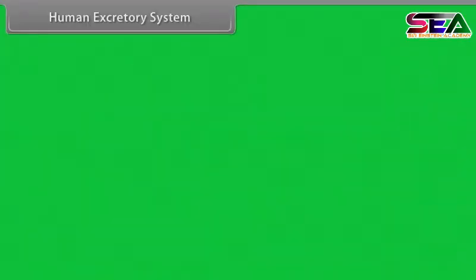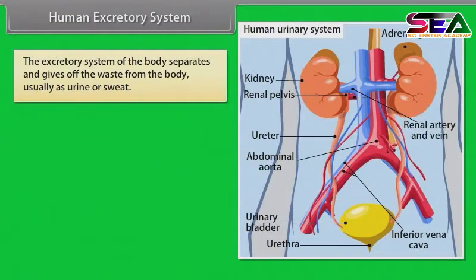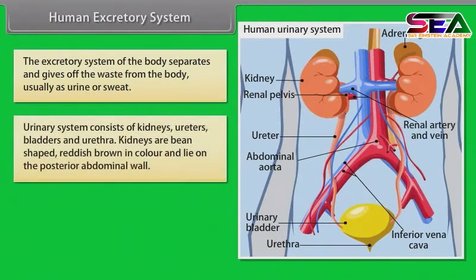Human excretory system. The excretory system of the body separates and gives off the waste from the body, usually as urine or sweat. The urinary system consists of kidneys, ureters, bladder and urethra.